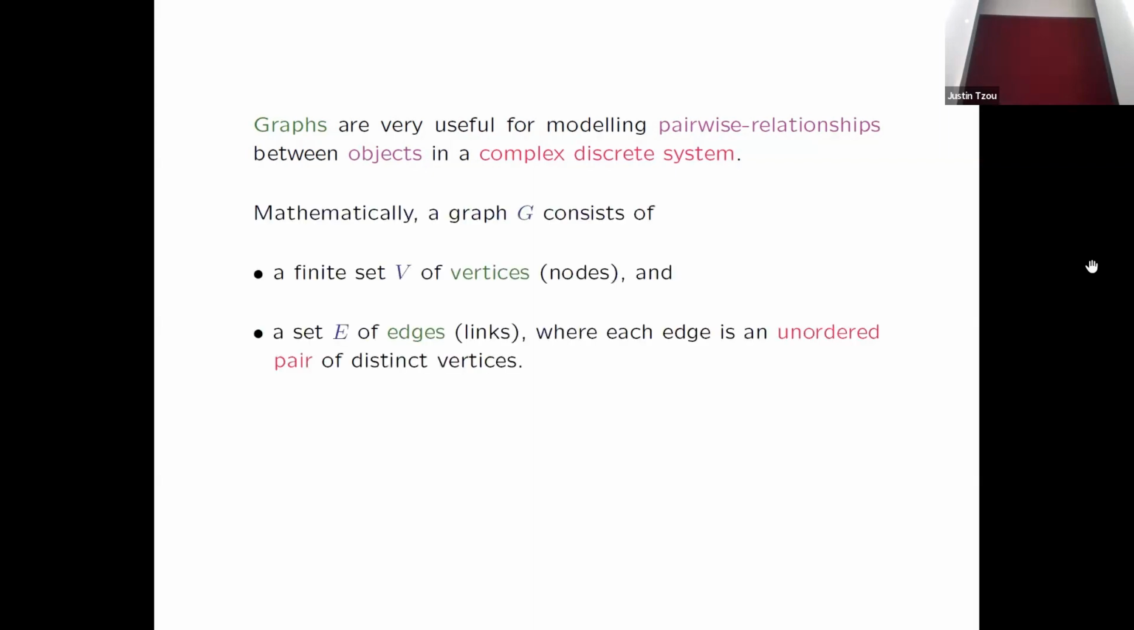Graphs are kind of everywhere. Our world is highly networked. So graphs are useful for describing relationships between pairs of objects in some big discrete system.